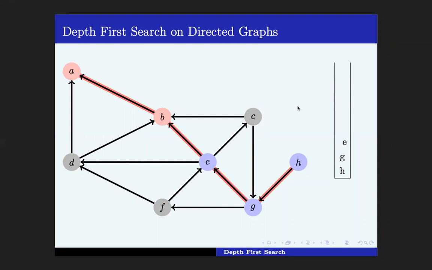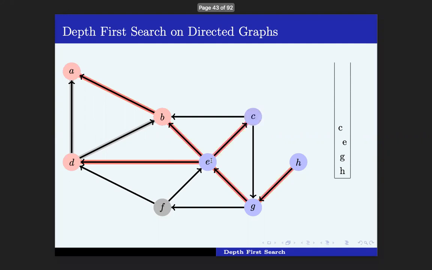Now I come to E. E has some neighbors, so let's see where E goes. E goes to D. At that point, D has a neighbor A, but it is already marked. D has a neighbor B, that also is marked. So D is also done. I come back to E.